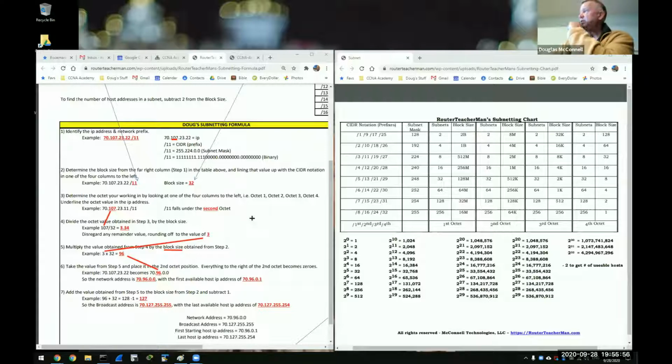So in the spreadsheet, there's an N here with an equal, right? You need to put 70.96.0.0.